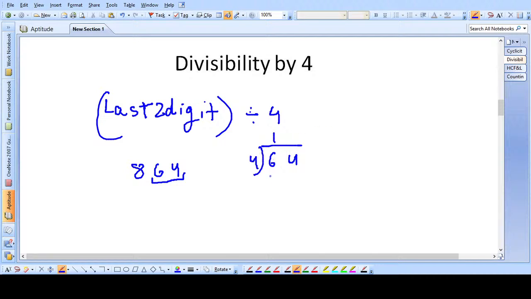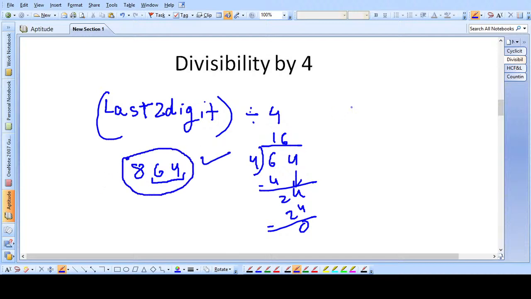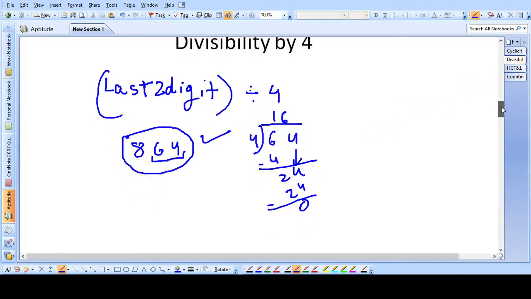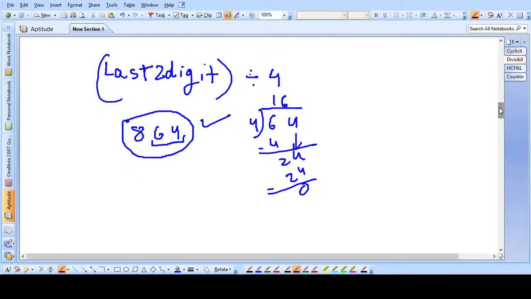So let's check. 4 times 6 is 24. Okay, so this number is completely divisible, hence 864 is divisible by 4. So just mind the concept: only the last two digits you have to check.